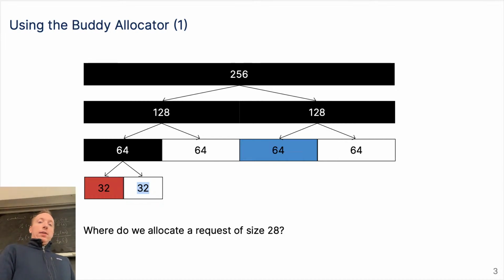So in our implementation, there'd be a free list for every single level here. There would be no free blocks of size 256, nothing free of 128. For 64 byte blocks, there are 2 elements in the free list. And for the 32 byte list, there's 1 element in the free list. So if we get an allocation of size 28, where should it go? What should we do?